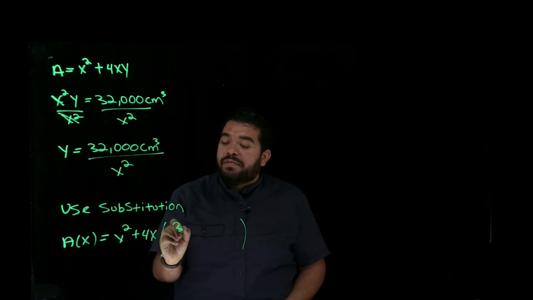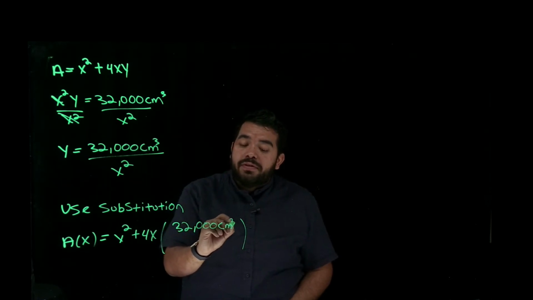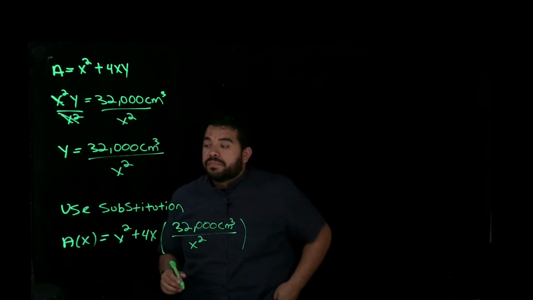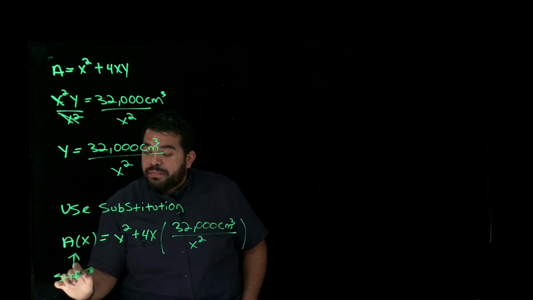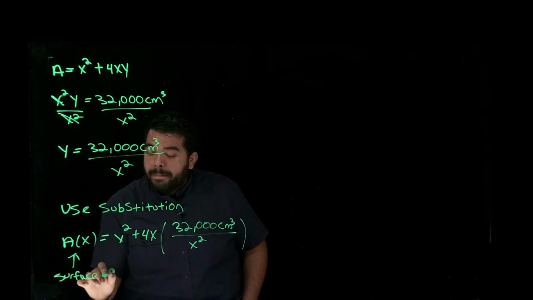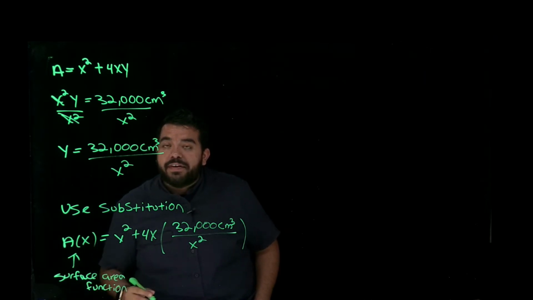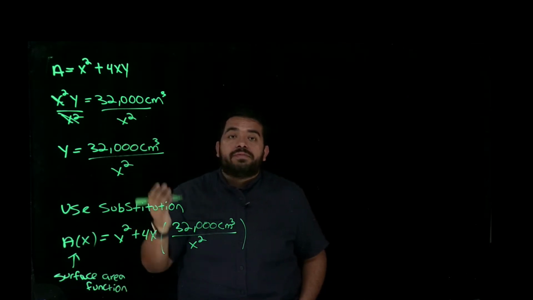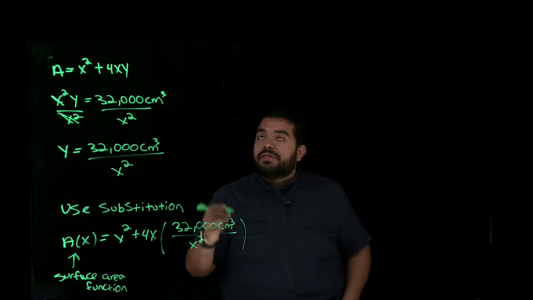Everywhere I see a y, I'm plugging this in. So that means here I have 32,000 centimeters cubed divided by x squared. And this is the surface area function. This function is going to satisfy the idea that the volume has to be 32,000. That is why we want to use this here. All right, so let's go ahead and simplify this before I continue.